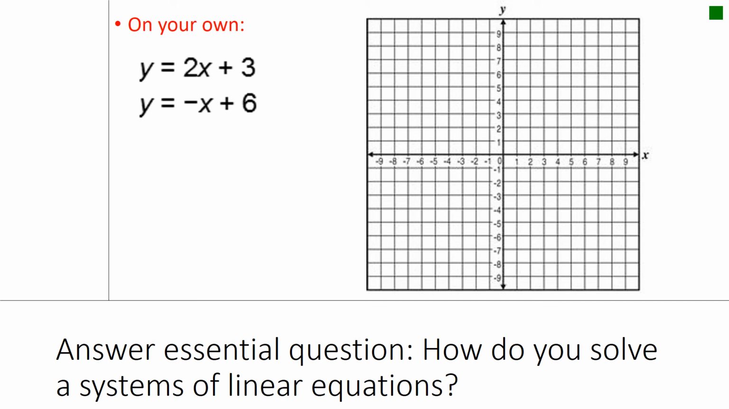All right, go ahead and answer this one question on your own and pause when you're ready to go over it. All right, you should have gone through and graphed and found that 1, 5 is where the two lines cross each other, so the solution is 1, 5.